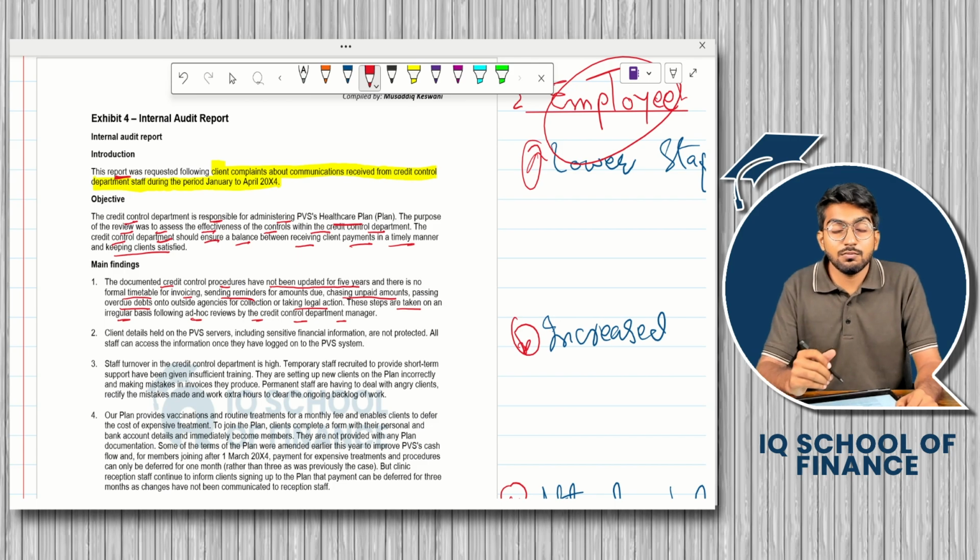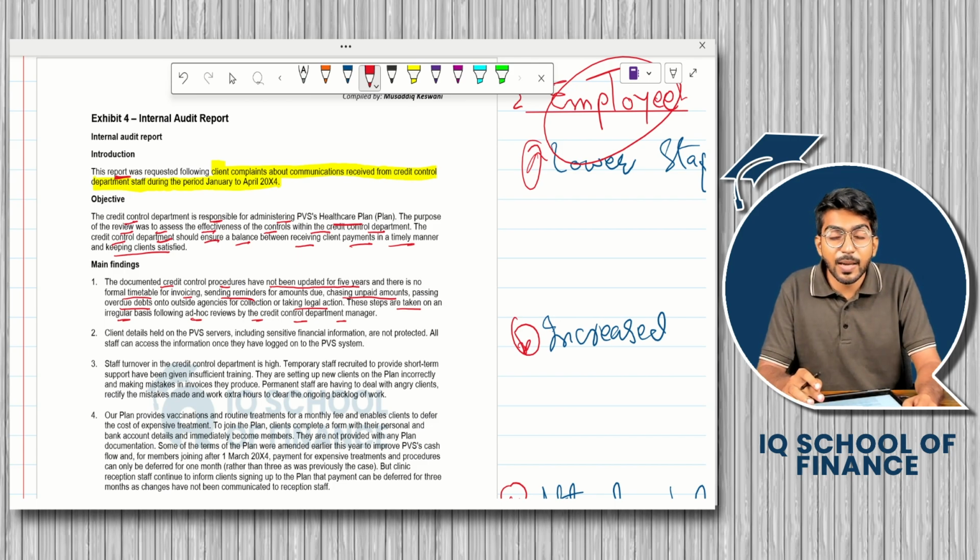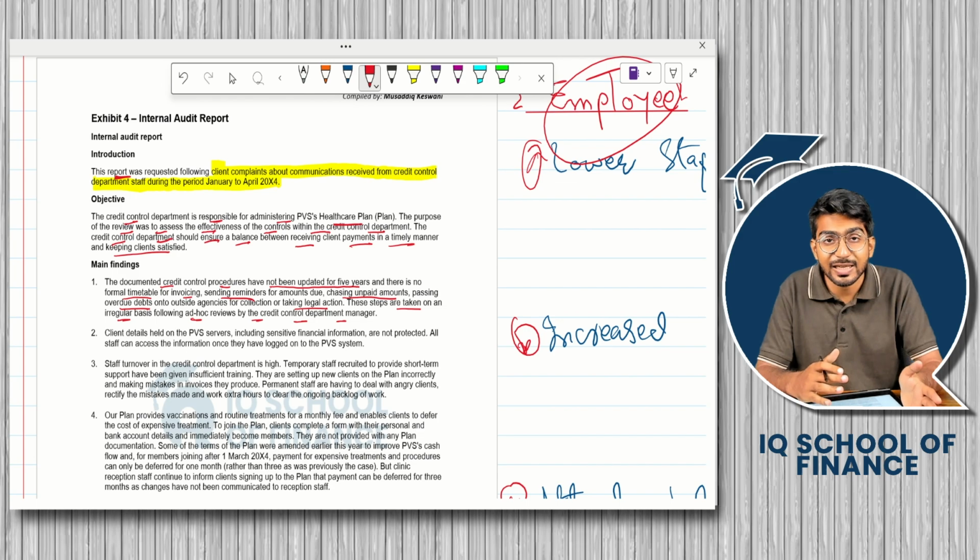So the conclusion of this paragraph, or the finding, is that the credit control department has nothing formally documented. Nothing has been done formally with a predefined timeline. There is no job description. There is no responsibility assigned to anyone, right?